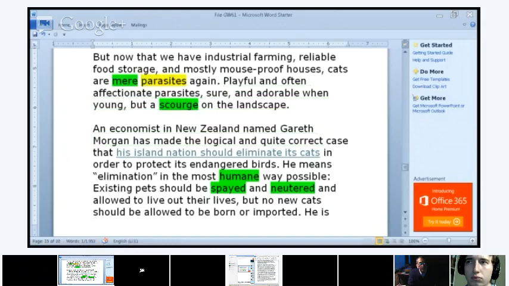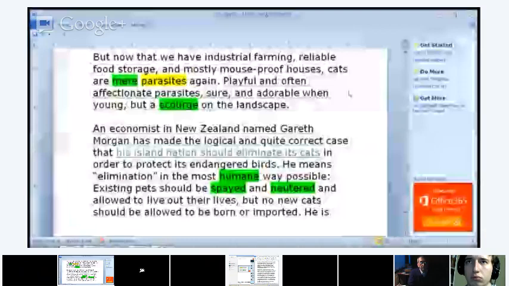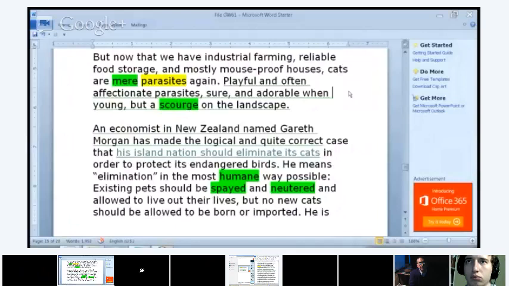These are animals that live off other animals, but it has a very negative connotation in English. So the author is using the word parasites to criticize cats in a joking manner, because she's talking about the fact that they are affectionate or loving parasites, but they are still parasites. And a scourge on the landscape. A scourge is something that's very negative and bad and has a very bad impact. Okay?